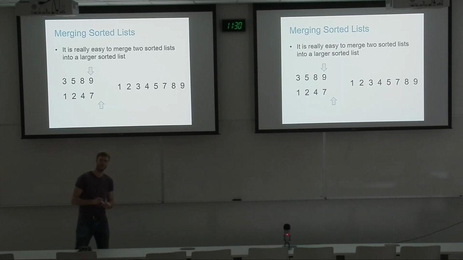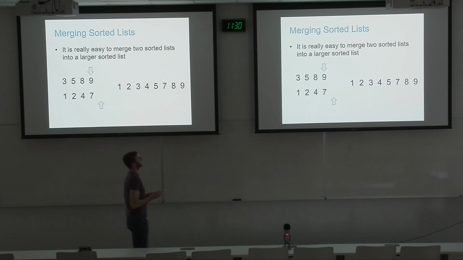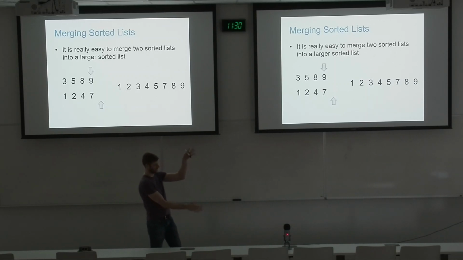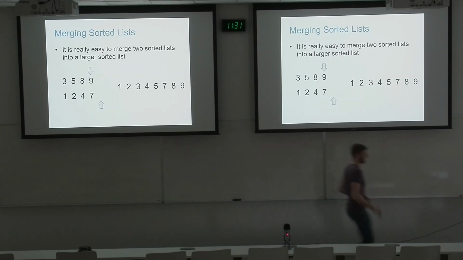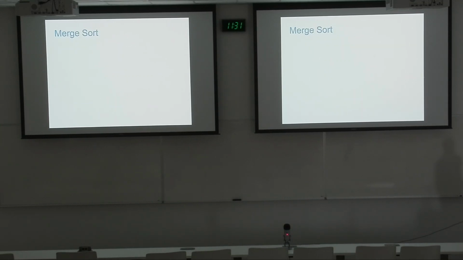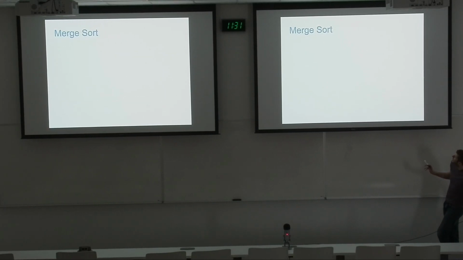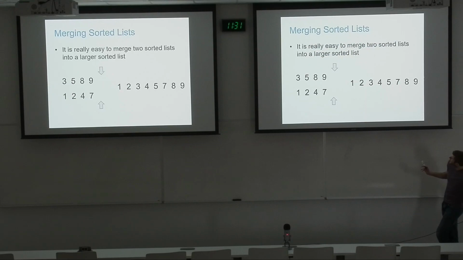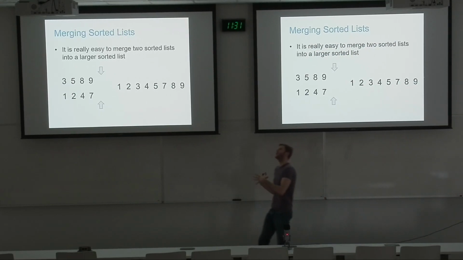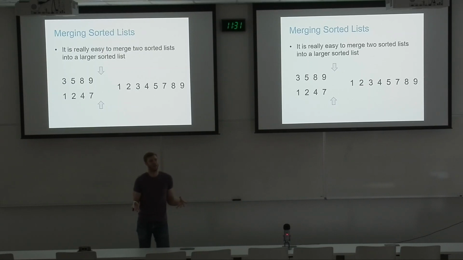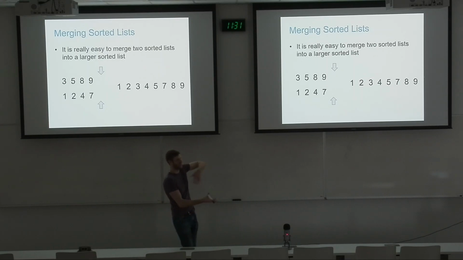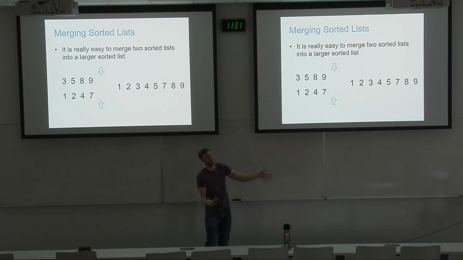So how much time does this take? Well, I guess I'm going to have to compare things. If I have two lists, two arrays, let's see what I have. Do I have it in the slides here? Yeah, okay, merge sort. Given that it's easy to merge two sorted lists, what's the computational complexity of this? Do I have the example? No, I don't. Okay, let me explain. How much time? Well, if the lists are the same size, and the size of those lists is order n, it's going to be 2 times n comparisons, because I have two lists of size n and I've got to do all those comparisons. It's going to be 2 times n, which is, of course, just n.